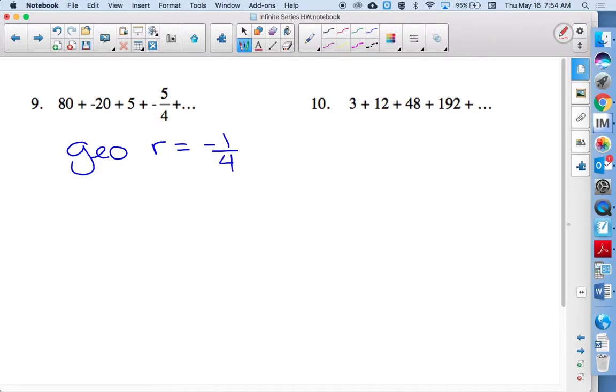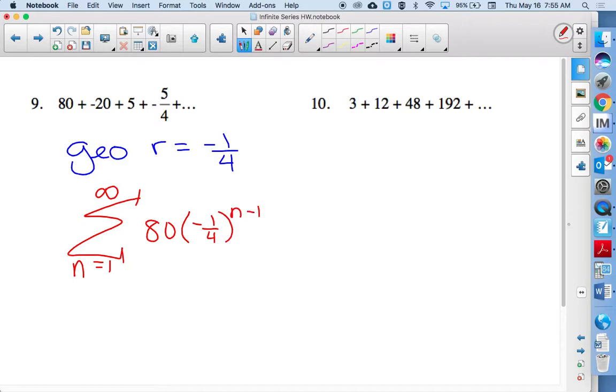So instead it says place it in sigma notation. So we would have n equals 1, the infinity sign at the top, and then Rebecca, what's the equation? 80 times (-1/4) to the n minus 1 power. Nice. Questions? So you have your sigma, starts at 1, goes to infinity, the first term, the ratio, and then that ratio is with the n minus 1 exponent.